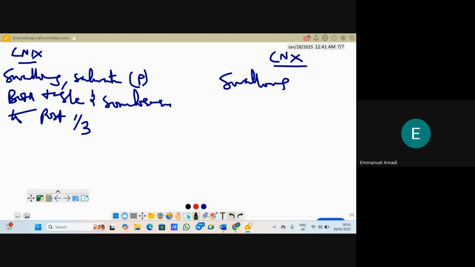Let me use black for this so that we can compare them. It is responsible for swallowing. Now, apart from swallowing, it does some important things. It is the one responsible for the cough reflex. It is also responsible for gag. So it does cough, it does gag, basically.